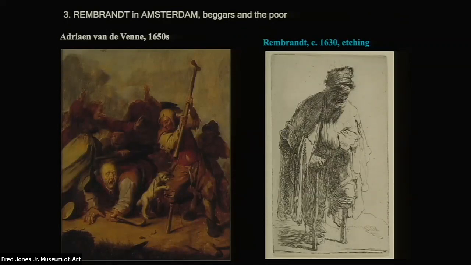Also along the streets of Amsterdam, like many European cities, and of course ours today, live the homeless and urban poor. Artists such as Adriaan van de Venne on the left caricature these poor as violent and dangerous. Here a man with a peg leg is beating another with his crutch, while a woman yells at him and a dog attempts to restrain him by biting his leg.